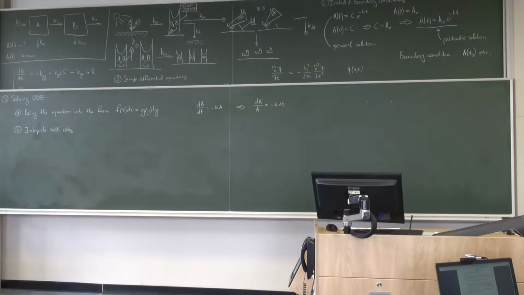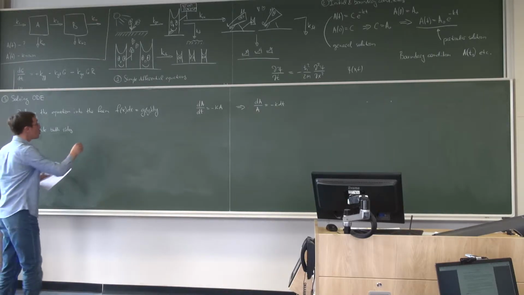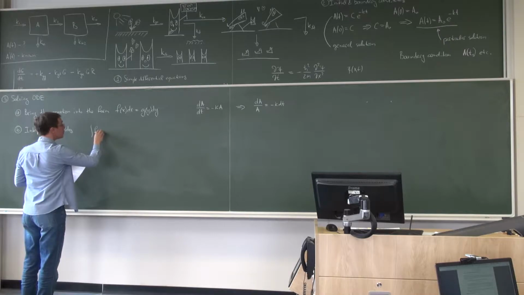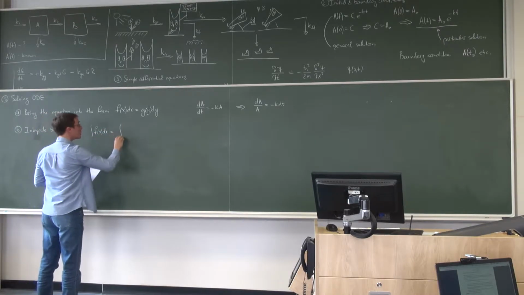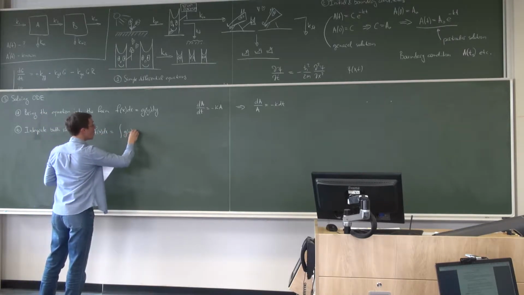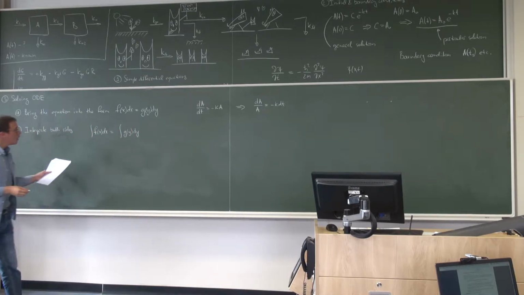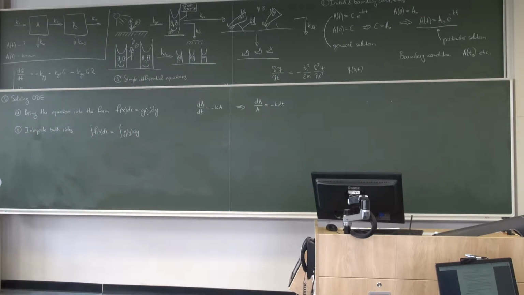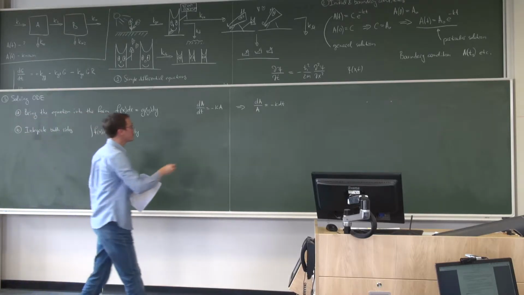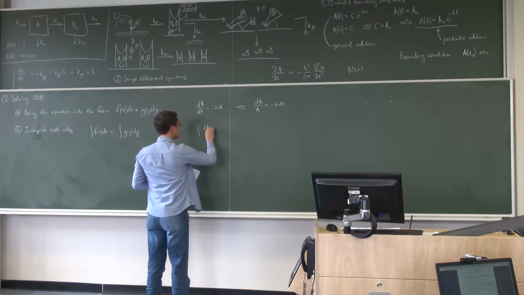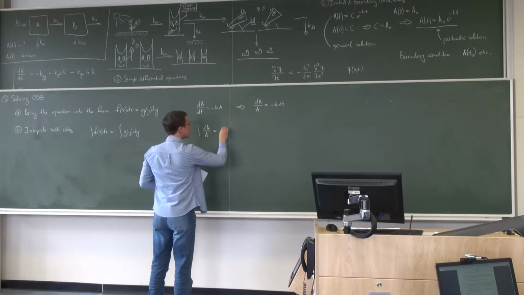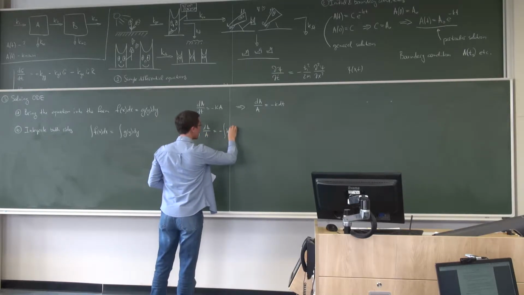We will go through the process of integration in great detail a few lectures from now, but for now I'm just relying on your school memories of what it is. To integrate is just the reverse of the differentiation. So we do the following: integral f of x dx equals integral g of y dy. And if you know these functions, you would be able to integrate them. In that particular case, integral dA over A is minus integral k dt.